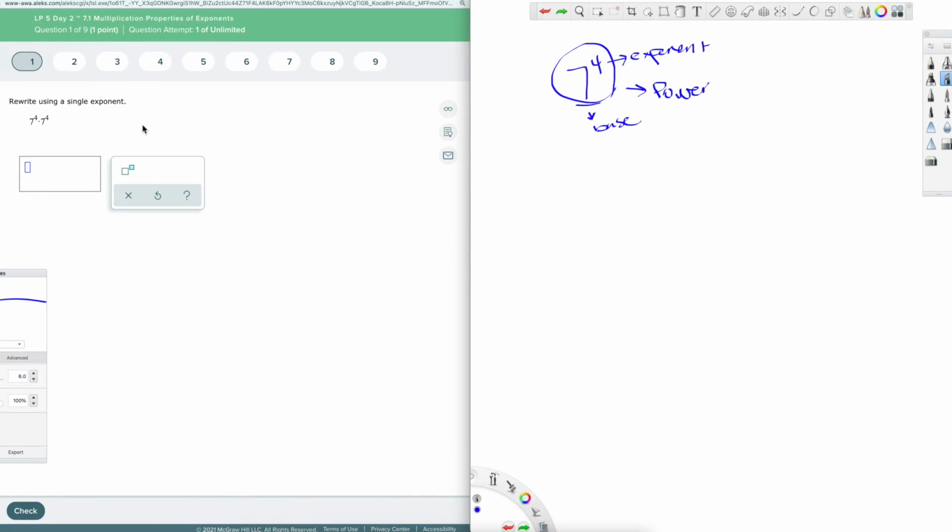So when we're looking at it this way, and I have 7 to the 4th times, and I'm going to color code my stuff here because I like my color coding. So I have 7 to the 4th times 7 to the 4th.